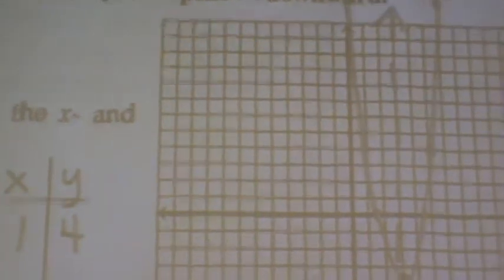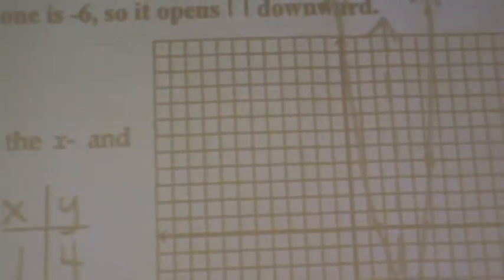and it should be not a V but a U. Your A value is 2, so it's being stretched by a factor of 2. That's why it's going up fast. The bigger that A value is, the skinnier it is.